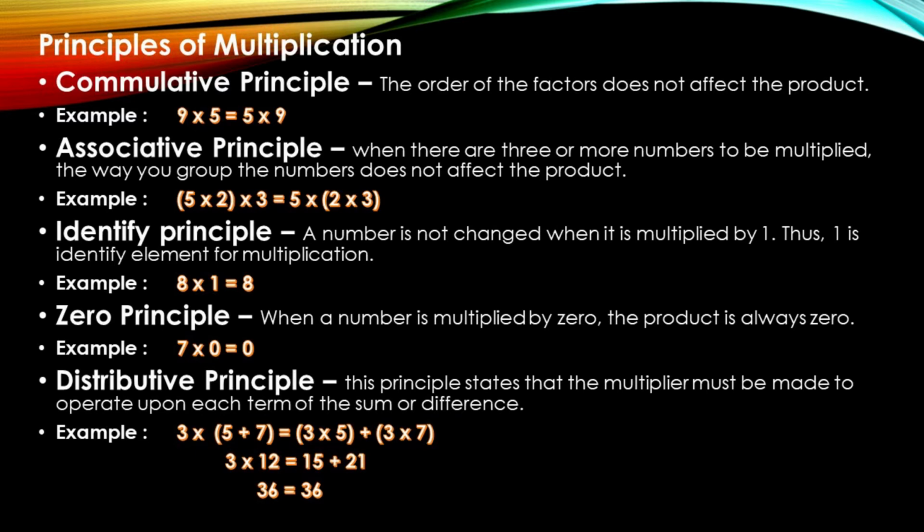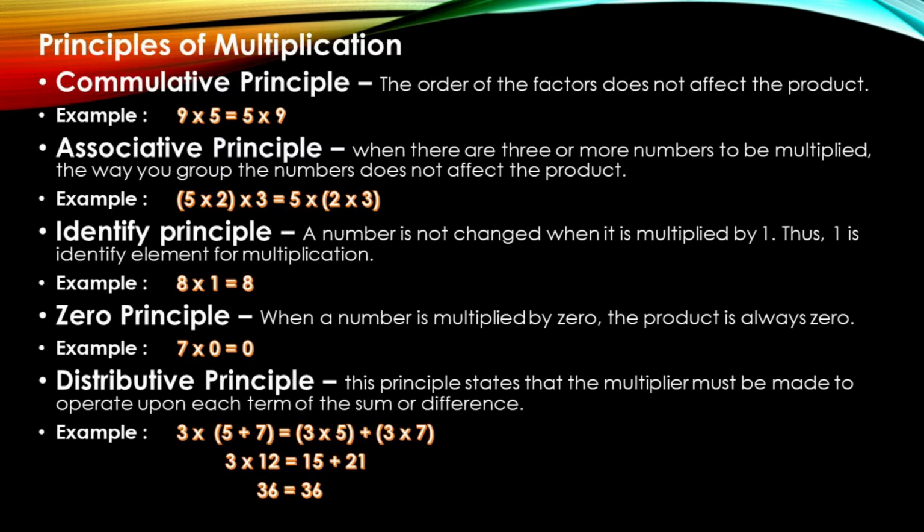Katulad po nito. So, yung ating 3, bin-bring down ko lang, then 5 plus 7 is equal to 12. So, 3 times 12, ang answer po ay 36. Then, sa kabila naman po, 3 times 5 is equal to 15. Plus po natin sa 3 times 7 na 21. So, 15 plus 21 is equal to 36. So, ibig sabihin, equal lang po yung ating paggamit ng distributive principle. Nag-distribute lang naman po tayo. 3 times 5, 3 times 7. So, ganun lang po yung ating principles of multiplication.